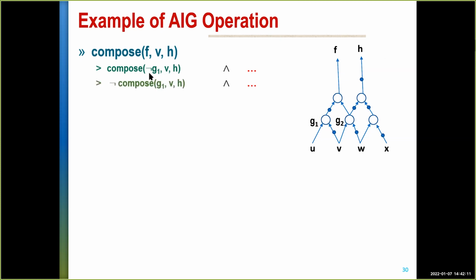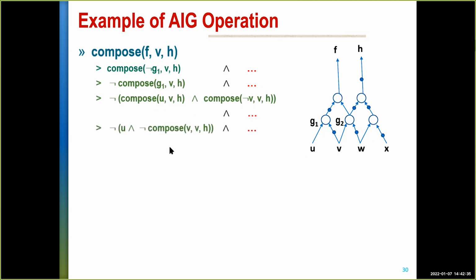Okay, so now how do I do it for negation G1? What we said earlier is that if you look at the negation G1 function, and if you want to replace V by something, that's the same as looking at the G1 function, replacing V by something, and then negating the output. Now, okay, what is G1 made of? G1 is made of U and negation V. So I will say compose U, V, H and compose negation V, V, H. And of course, that other part is still remaining. We have to still do it.